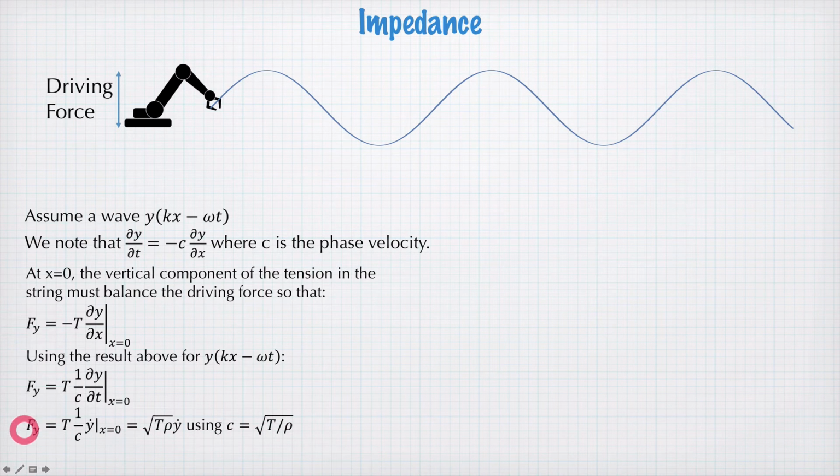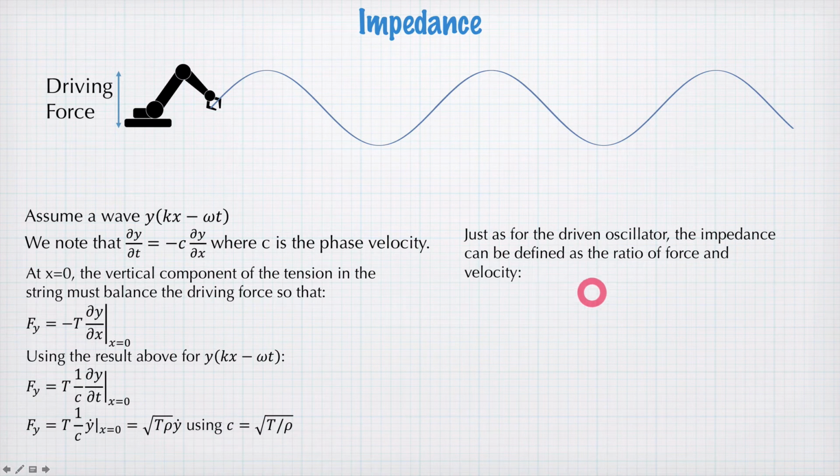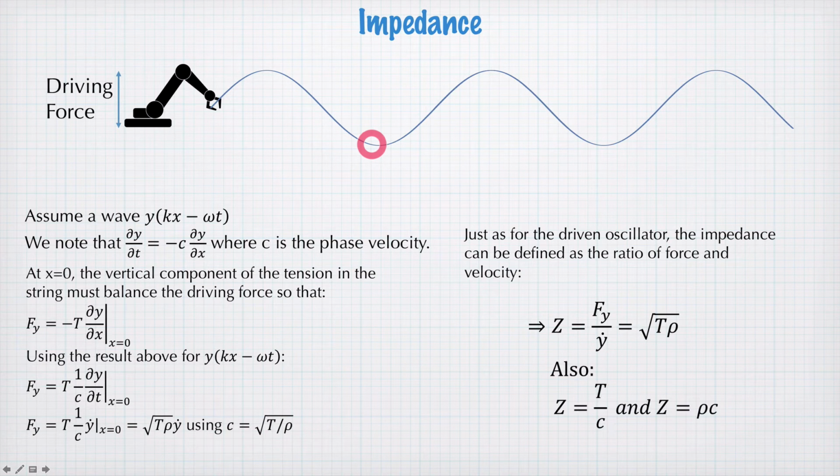So here we have a relationship between the force and the velocity, and if you remember, that was exactly what we used to define the impedance. So for the driven oscillator, the impedance is defined as the ratio of the force and the velocity. So here we have Z is equal to F_y on y dot is equal to root T rho, and this is known as the characteristic impedance of the string, and it depends on the tension and the linear density. Also, the impedance can be rewritten using the phase velocity here as T/c or rho times c.